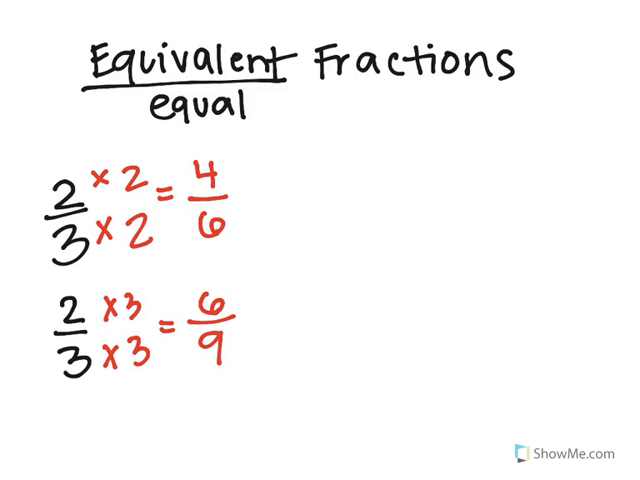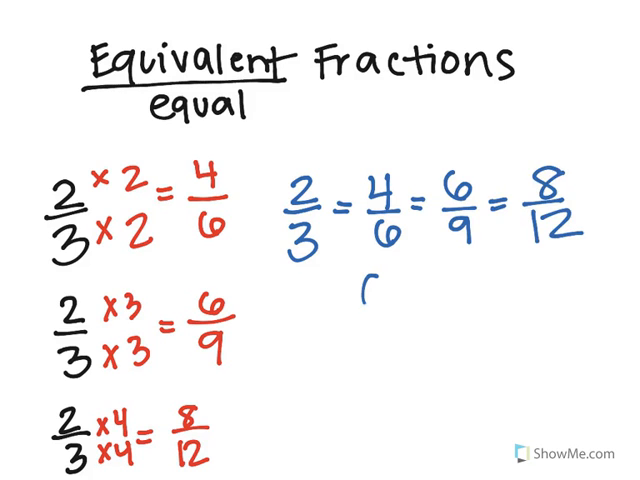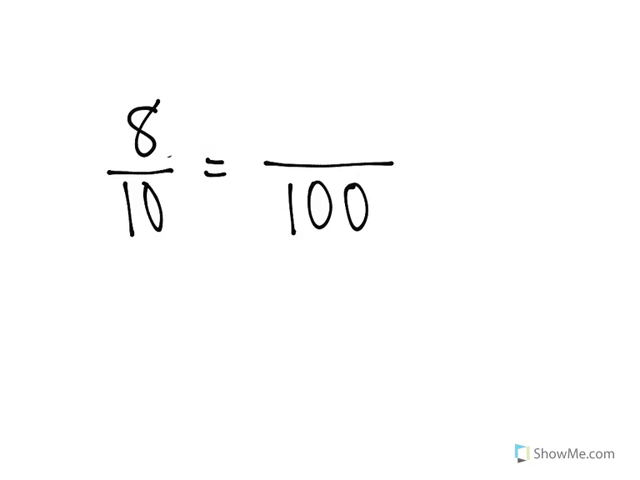Now what if I did it another time? And let's say I multiply the top and the bottom by 4. I have 2 times 4, 8, 3 times 4, 12. Well, guess what? 2/3 is equal to 4/6. It's also equal to 6/9 and 8/12. This is what we call a chain. And this will help you as you go through your lesson.